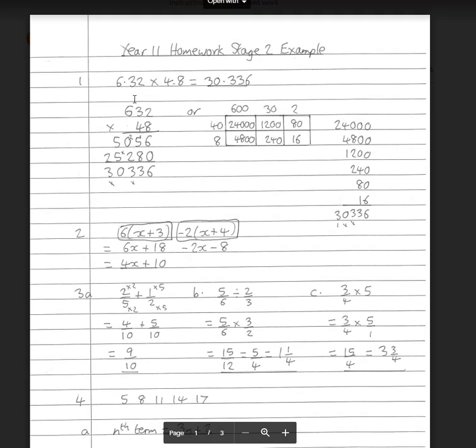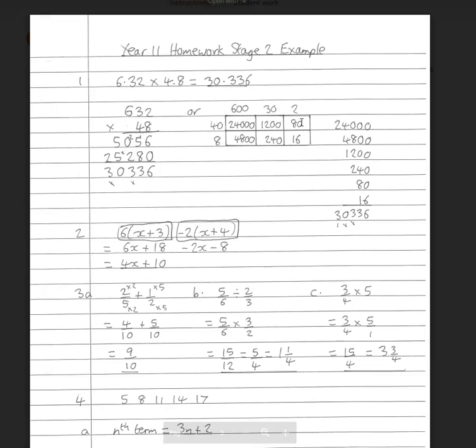So question 1 says 6.32 times 4.8 on the example. You've got something similar to do on your sheet. Now the key thing to do, I think, is first of all to take out the decimal point on both numbers. So instead of doing 6.32 and 4.8, you do 632 and 48. It's important that you don't use a calculator because you're going to need to know how to do this without a calculator for the exam.